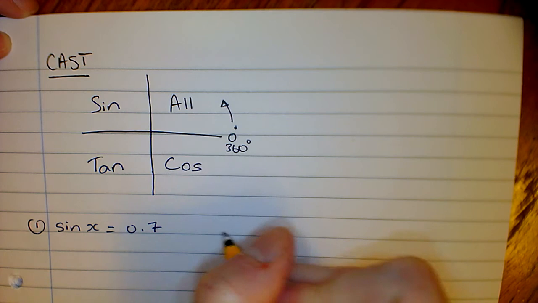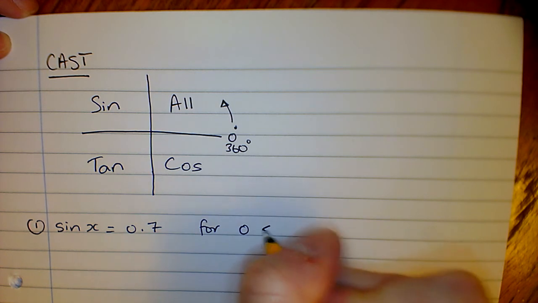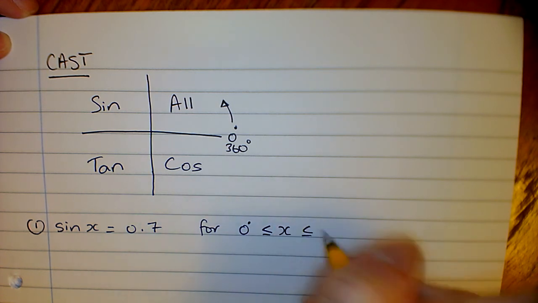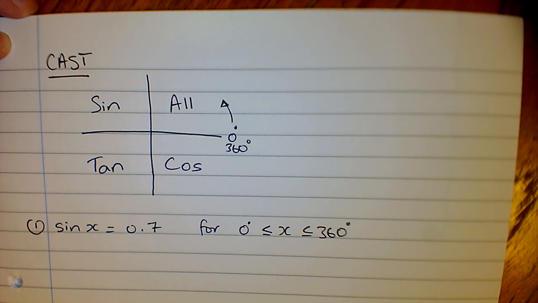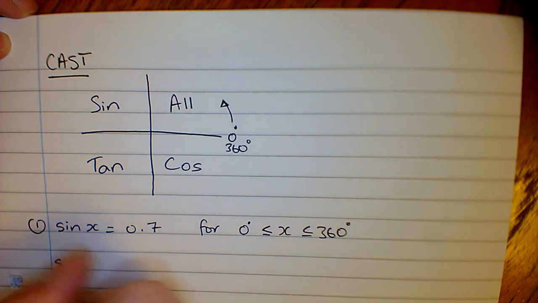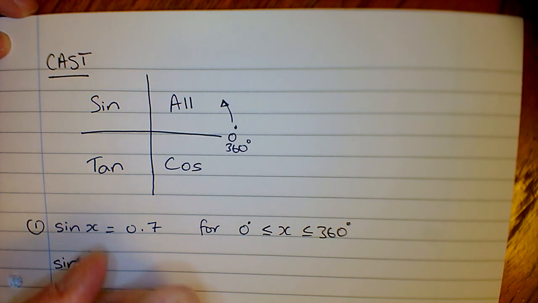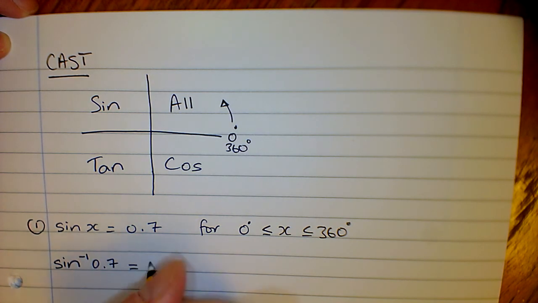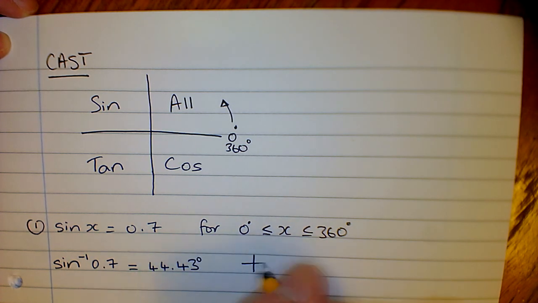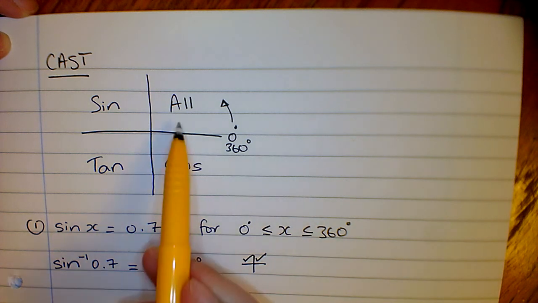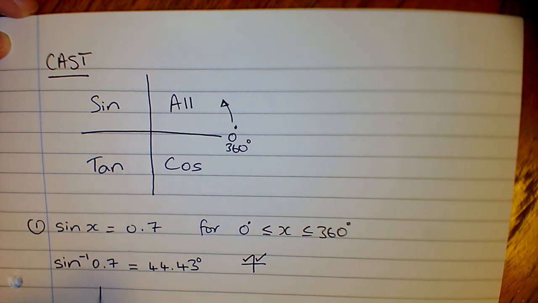So our first question: sine x equals 0.7, for x between 0 and 360. The good thing about these questions, they all follow exactly the same format. We take inverse sine of 0.7 and we get 44.43. Now it's sine and it's positive, so that's going to be in these two quadrants, when it's all and sine.